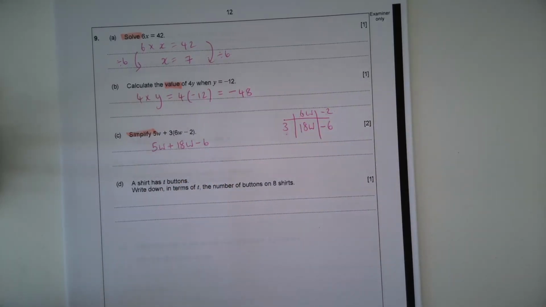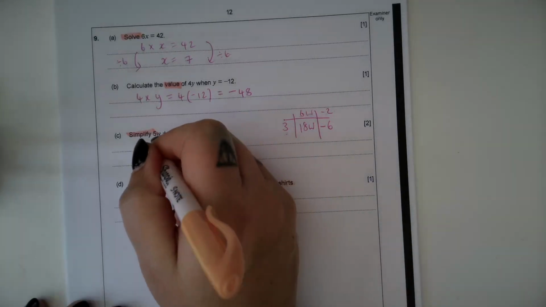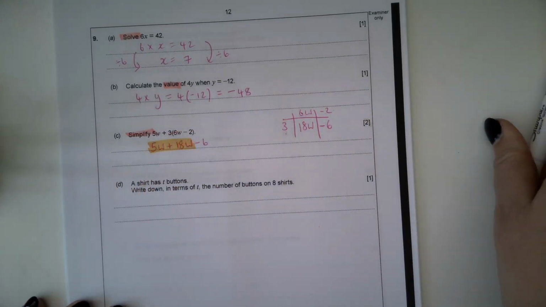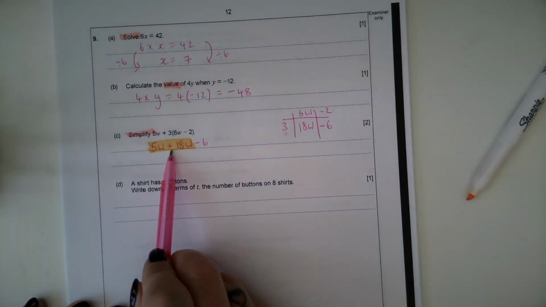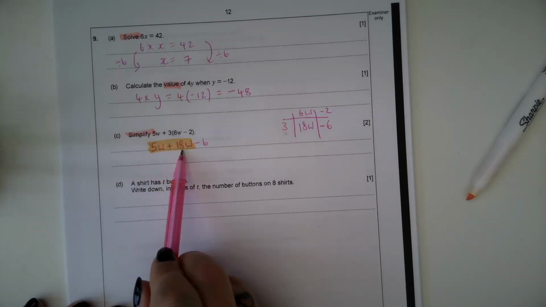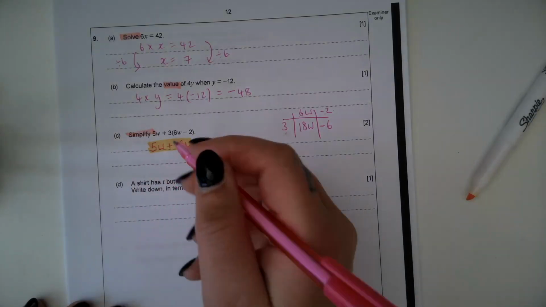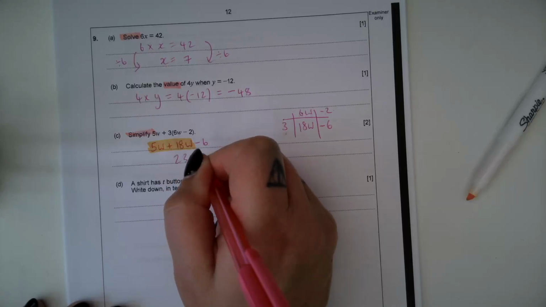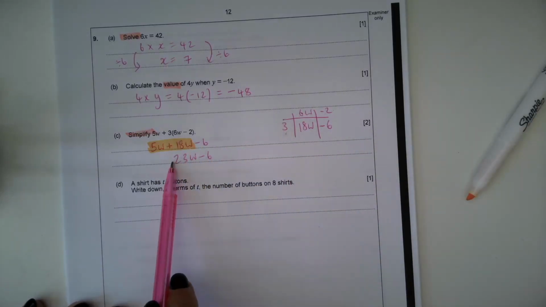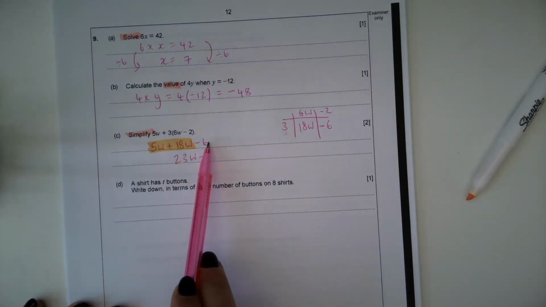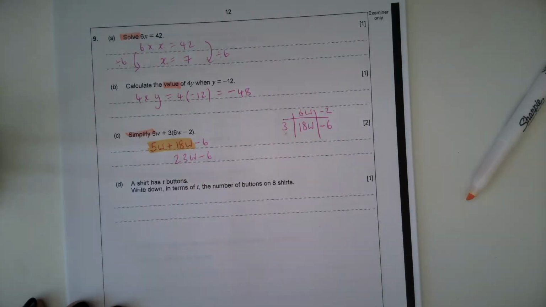Now we're going to collect like terms. And by collect like terms, I mean put together anything that has exactly the same letter and exactly the same power, or anything that are just numbers. So we have 5w plus 18w. That plus tells us that we're adding. So 5w plus 18w. Well, 5 plus 18 is 23. So we have 23w subtract 6 as our simplified expression. Got nothing else to combine that subtract 6 with, so it stays as it is.